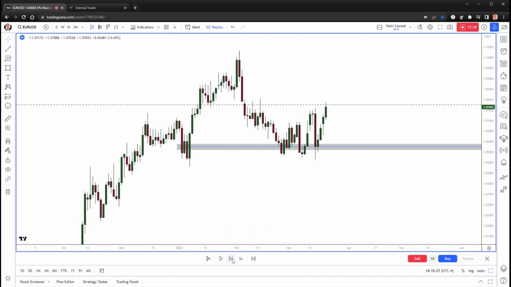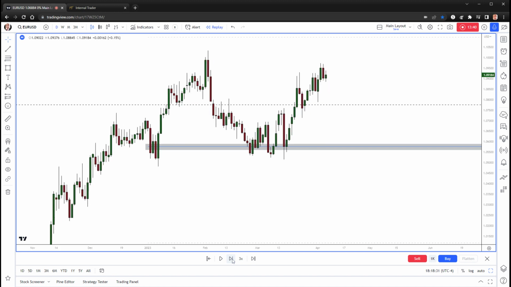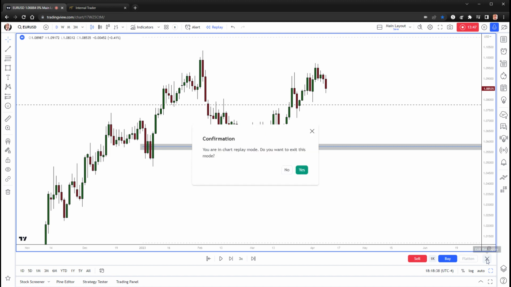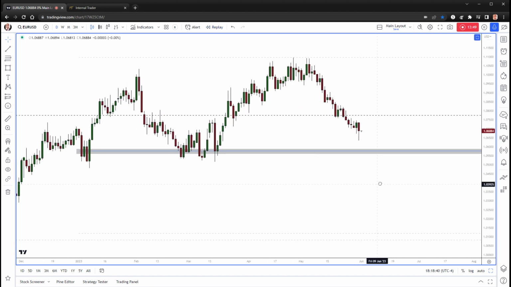And of course, the market finally does make that move, but not without this whole little fluctuation here. Okay, so that's a little lesson there, when it comes to trading, and I hope it helped you out.